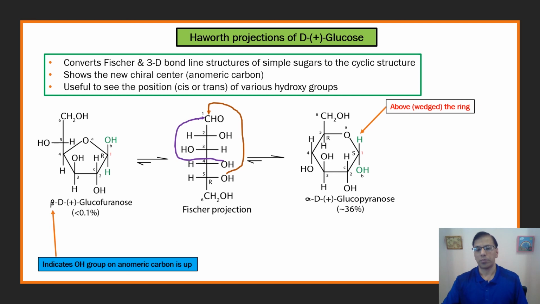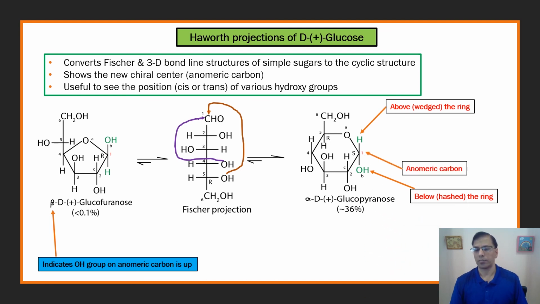The 6-membered cyclic ring, these are the Haworth projections, and this hydrogen is above the ring, and this hydroxy group is below the ring. This is the anomeric carbon atom. That's the aldehyde carbon. Okay, and it's the chiral center. It forms a new chiral center.